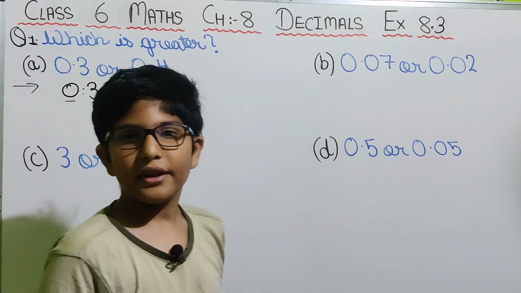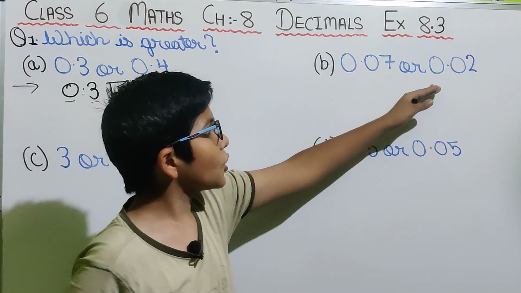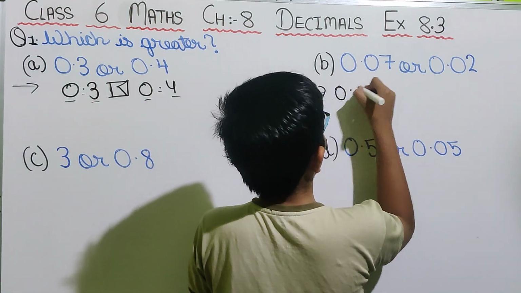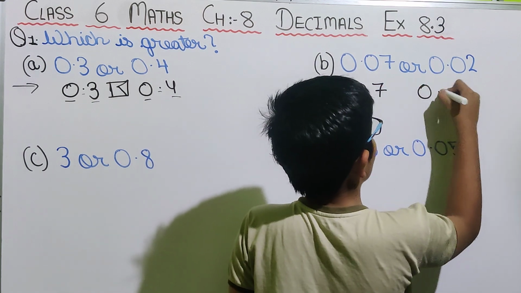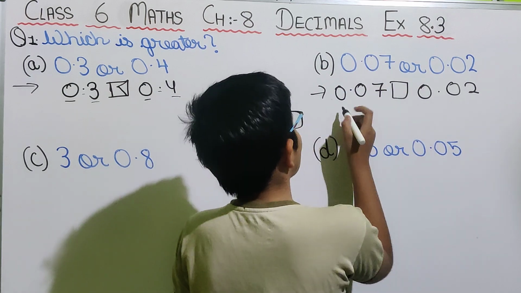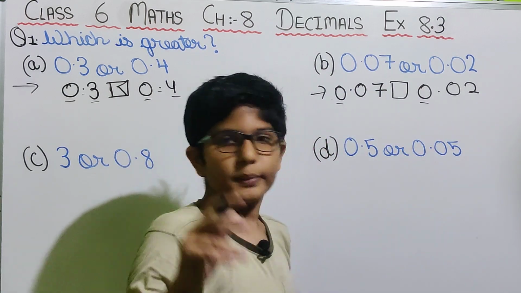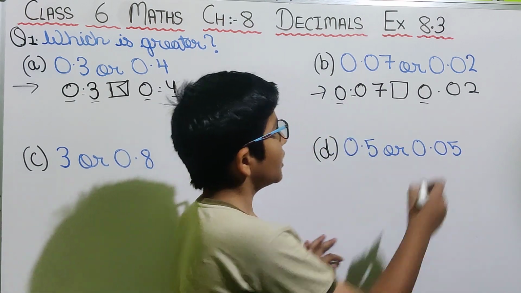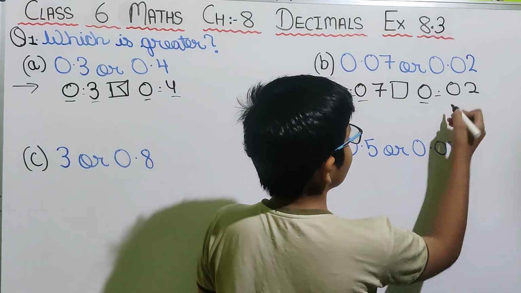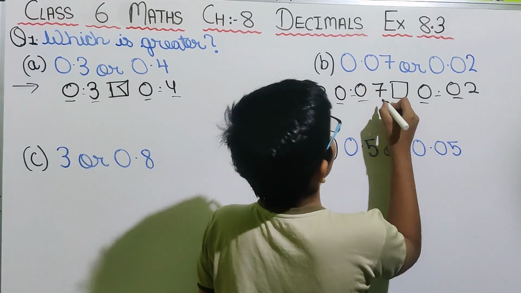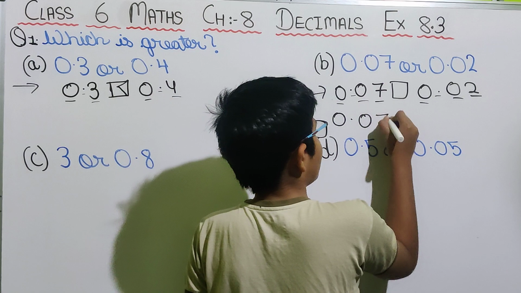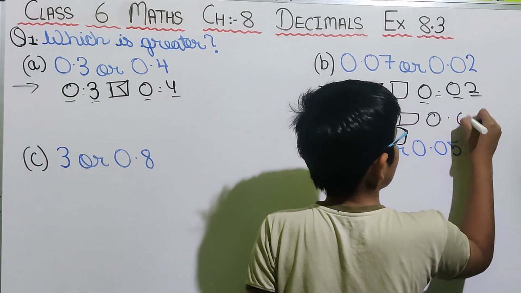So now let's move to B: 0.07 or 0.02. Now first we will compare. Here 0, here also 0, at the first number it is not different. After the point, both at the second number it is not different. At the third number 0, here also 0, not different. Here 7, here 2. At the fourth number it is different. So we can say 0.07 is bigger than 0.02.